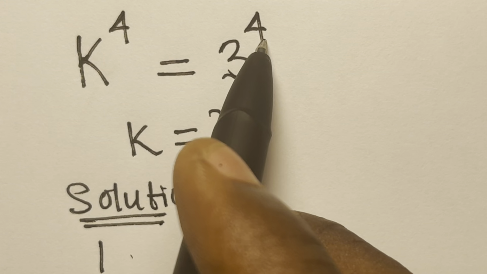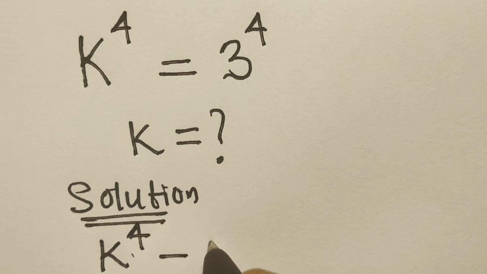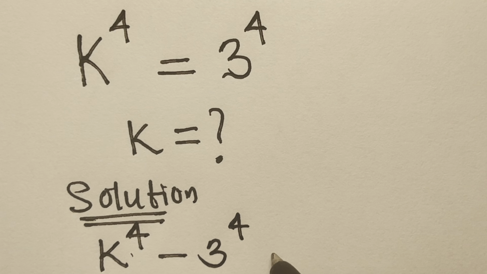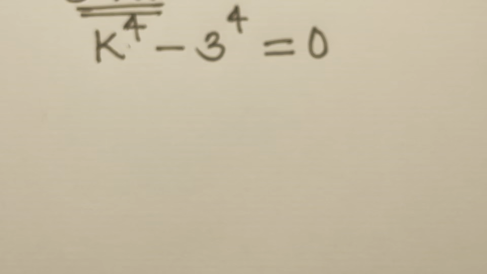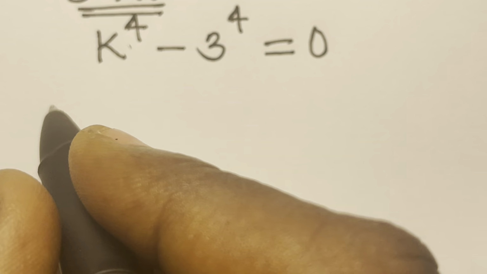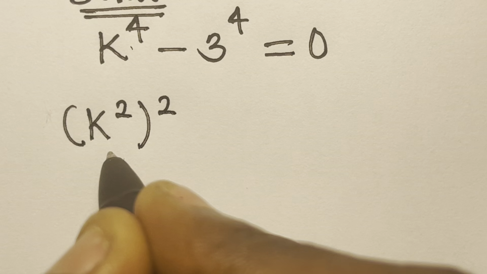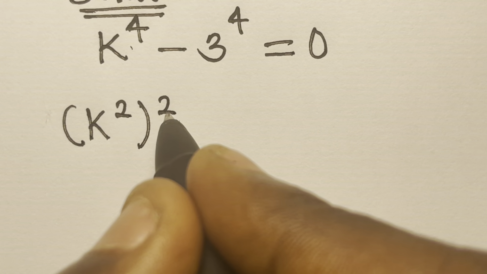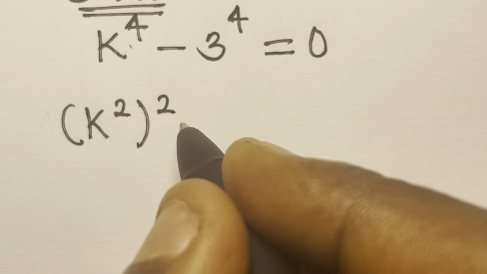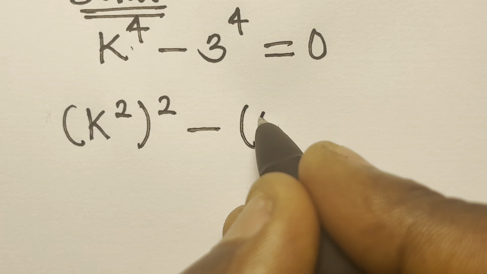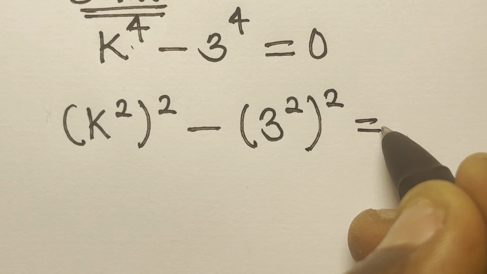We can transfer this 3 raised to power 4 to this side. So we have k raised to power 4 minus 3 raised to power 4 equals 0. Right? So from here, we can express this as k square then square. We know when a number raised to a certain power is again raised to another power, the powers are multiplied. So if you multiply this, we're going to get this back. Also here we have 3 raised to power 2 then squared again equals 0.